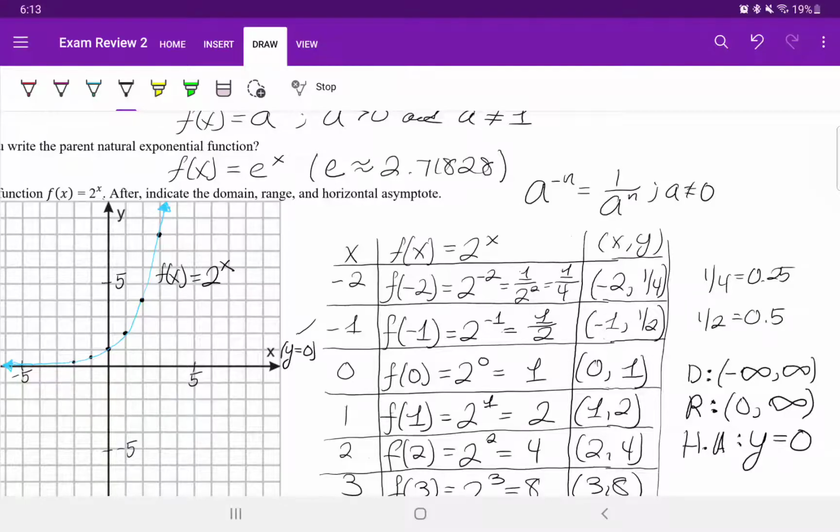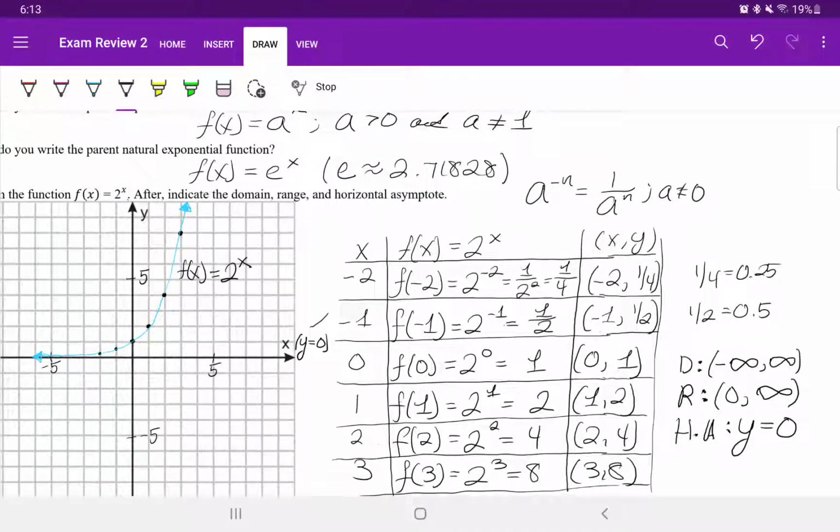And please remember, if it's a horizontal line that the function is approaching, the equation must be in terms of y. So don't just give me 0. You must say y equals 0. Or if it's like y equals 10, if the horizontal asymptote is a horizontal line through the value of 10.